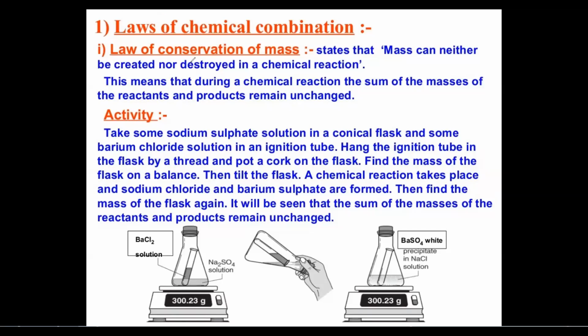The law of chemical combination has two laws: one is the law of conservation of mass, and the other is the law of constant proportion or definite proportion. So, the first one is the law of conservation of mass. It states that mass can neither be created nor destroyed in a chemical reaction. That means the sum of the masses before the reaction is equal to that of the products. The mass of the reactants is equal to the mass of the products.